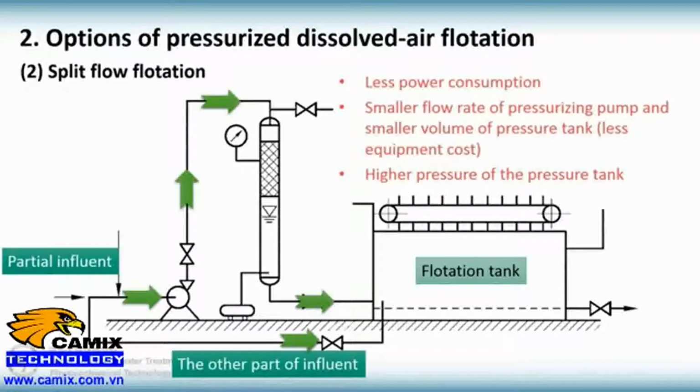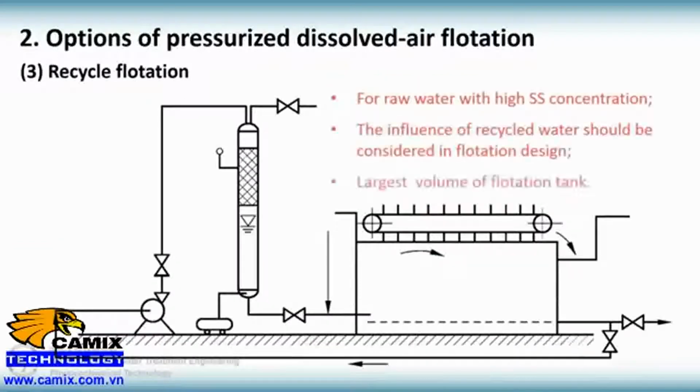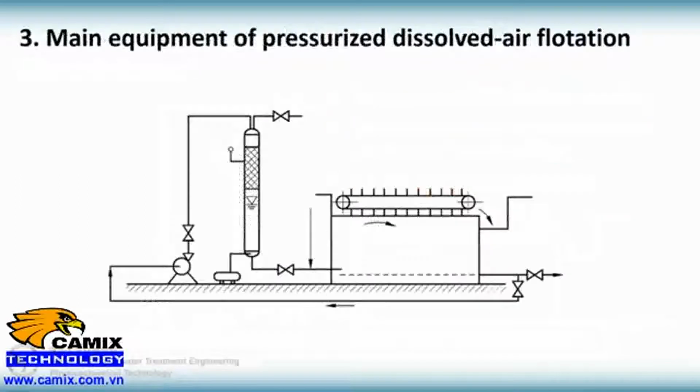The third one is recycle flotation. The process was introduced before. This process is suitable for raw water with high suspended solid. The blockage caused by raw water entering the air drum is prevented, but the flotation design has to concern the effect of recycled water. The volume of the flotation tank is larger than the other two. Now, the recycle process is the most widely used process in pressurized DAF. Next, I'll introduce the main equipment of pressurized DAF.